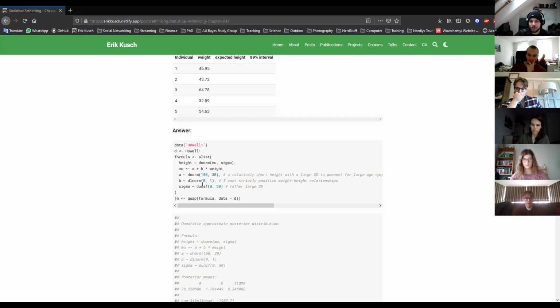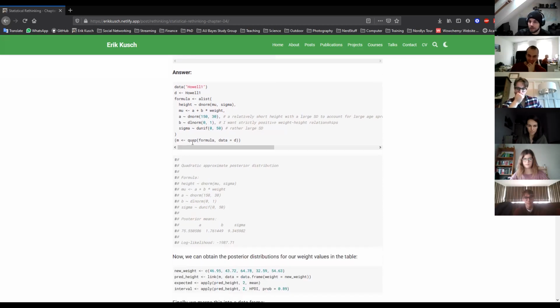Then I set a uniform, pretty wide prior on my standard deviation for my likelihood up here, because I don't know. I could have looked at the data. I didn't. I was in a time crunch to get all of this done before we met today. So I figured, I'm just going to put a wide prior on it.